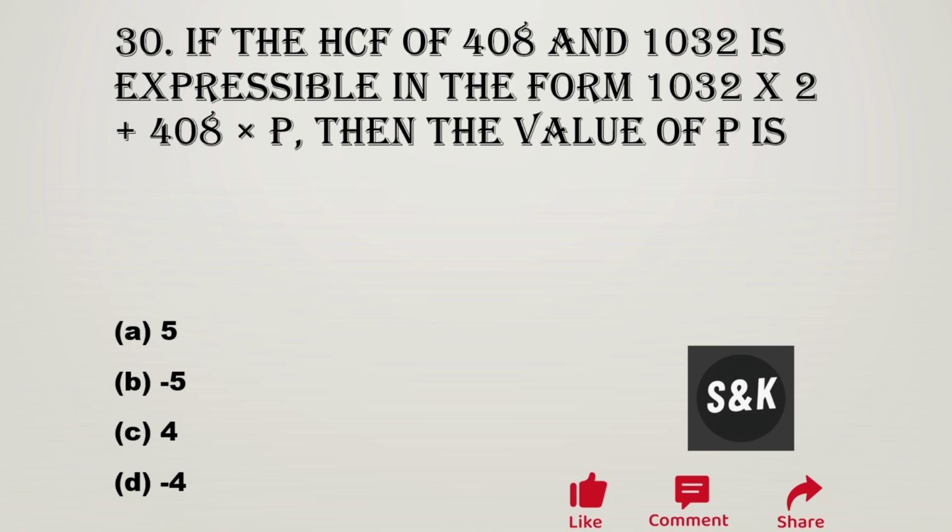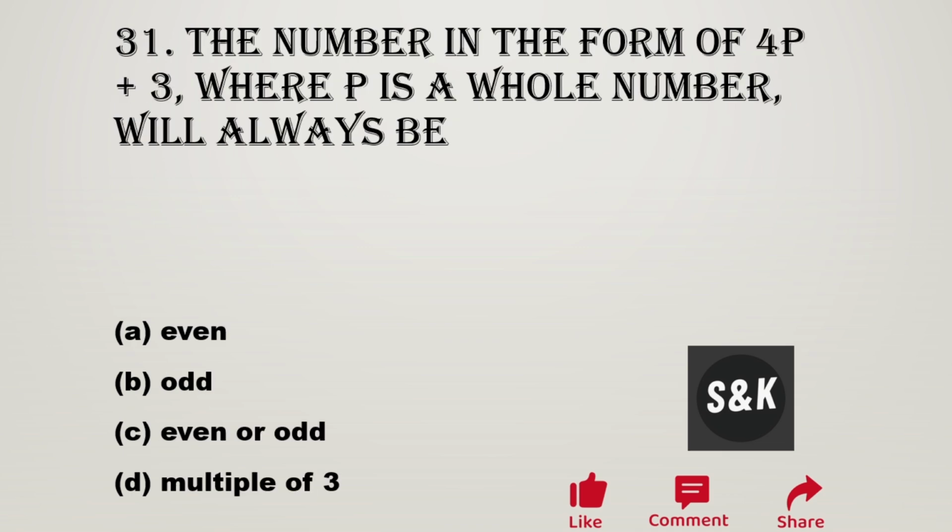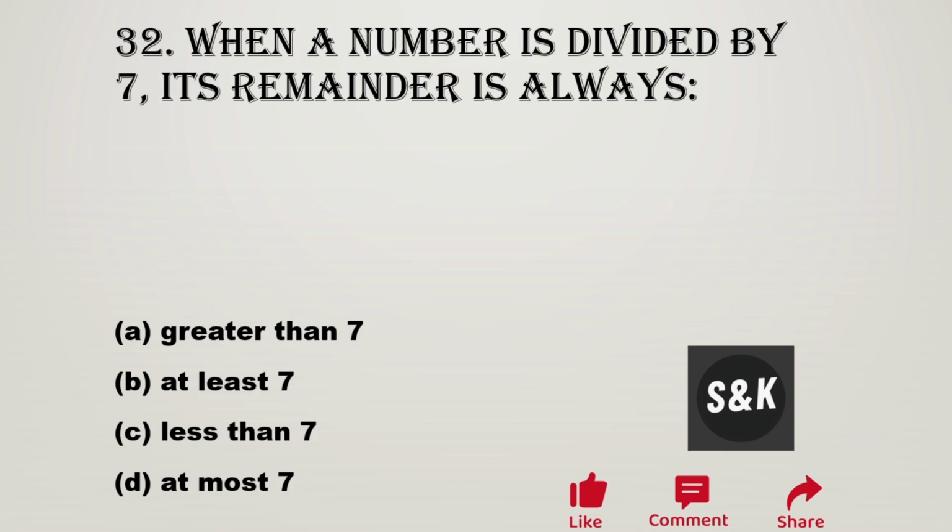The number in the form of 4p plus 3, where p is a whole number, will always be odd. When a number is divided by 7, its remainder is always less than 7. Option C is correct.